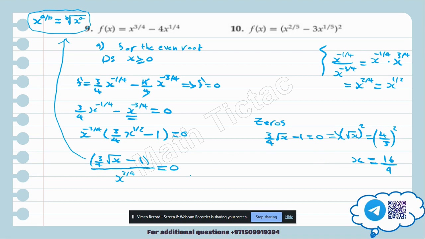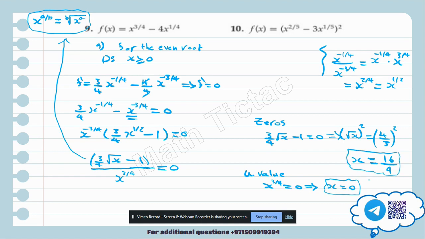This is from the numerator, and we can find the undefined value for the derivative, which is x to the power 3 over 4 equals 0, and that will give me x equal to 0. So now I have two values. This is the first one, 16 over 9, and the second one is 0.